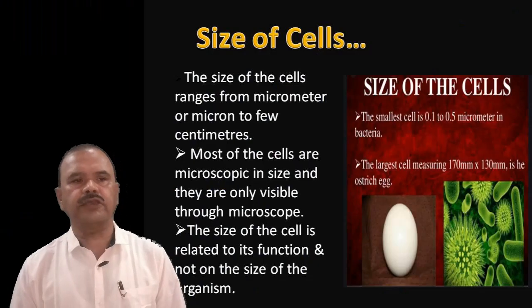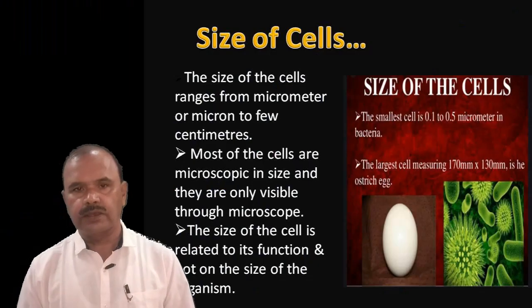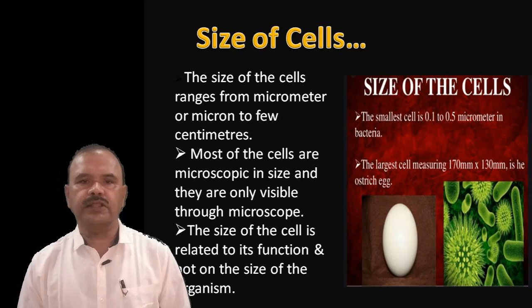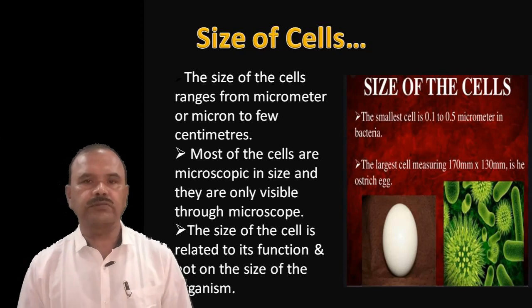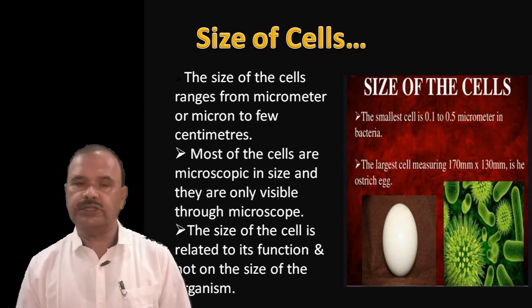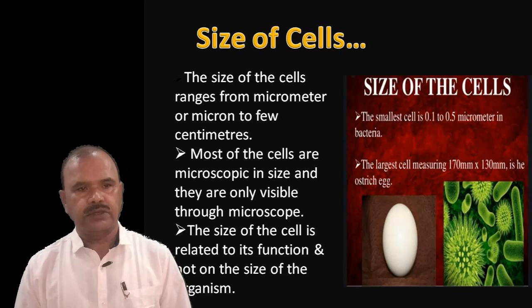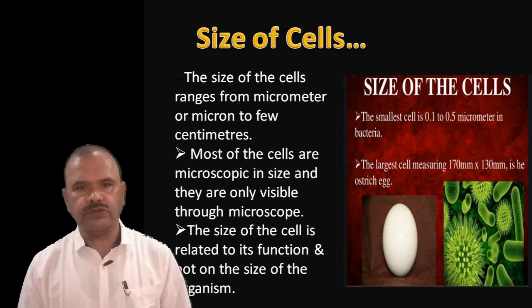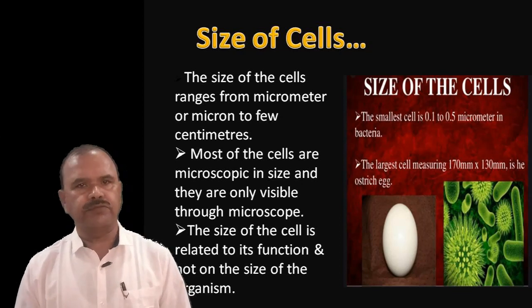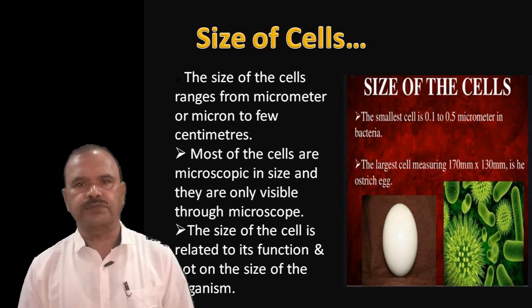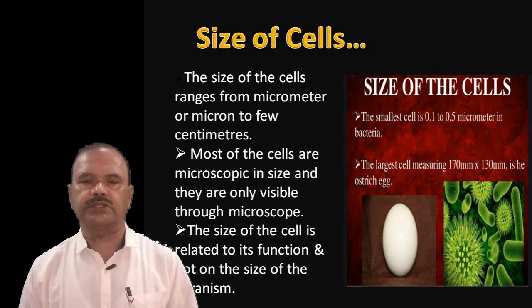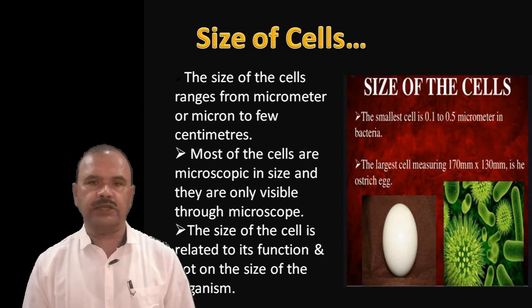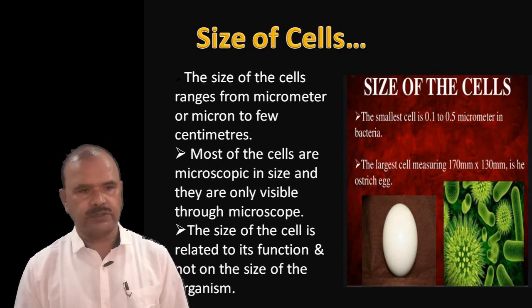Come to the size of the cells. The size of the cells also varies from a micron or micrometer to a few centimeters. But most of the cells are microscopic in nature, and they are visible under the microscope only, which magnifies their size, and then it becomes possible to see them with our eyes with the help of such microscopes.